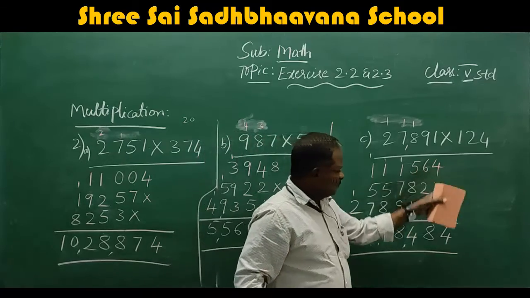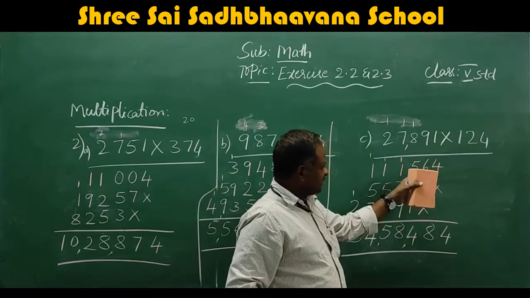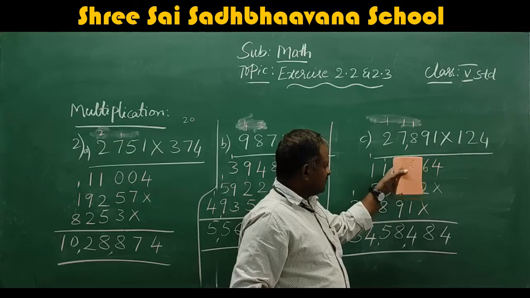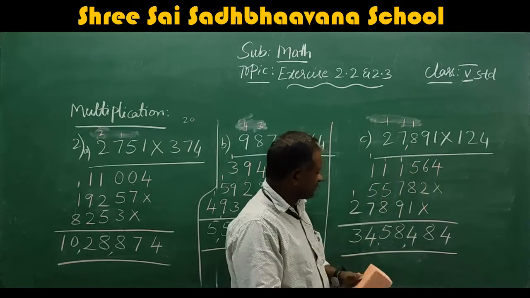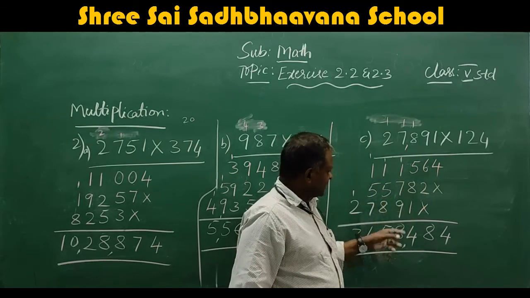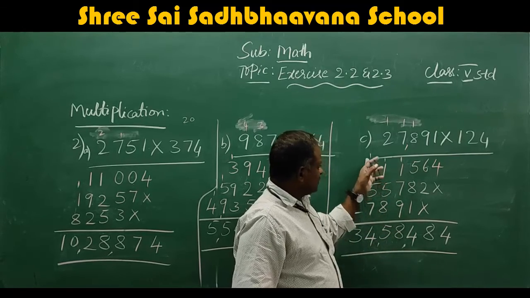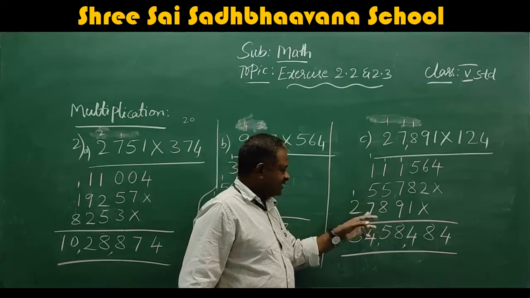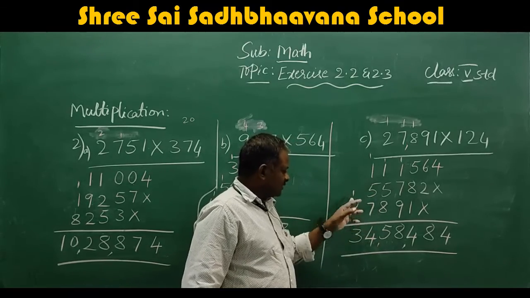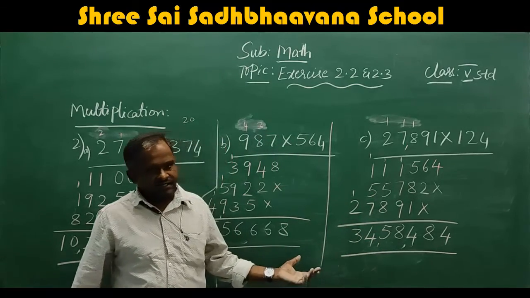Once again I will add. 4. 6 plus 2, 8. 8 plus 5, 13 plus 1, 14. Carry 1. 1 plus 1, 2. 2 plus 7, 9. 9 plus 9, 18. Carry 1. 2 plus 5, 7. 7 plus 8, 15. Carry 1. 1 plus 1, 2. 2 plus 5, 7. 7 plus 7, 14. Carry 1. 1 plus 2, 3. So this is the answer.